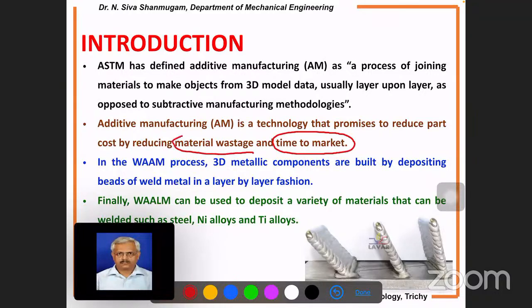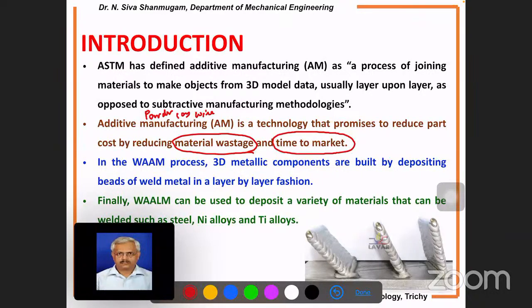The main advantage, whatever the technique, whether powder-based or wire-based, is that you feed layer by layer and you reduce the material wastage as well as the time to market. Sir, in the WAAM process, now coming to my technology, I am working in this technology, so I am privileged to call it my technology. In wire arc additive manufacturing, 3D metallic components are built by depositing beads of weld metal in a layer by layer fashion.